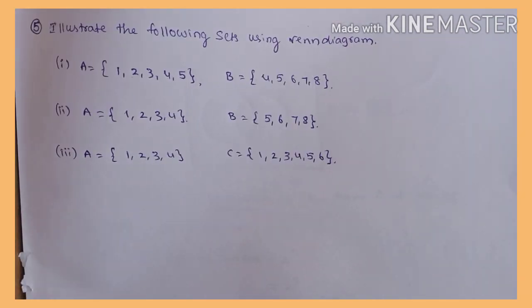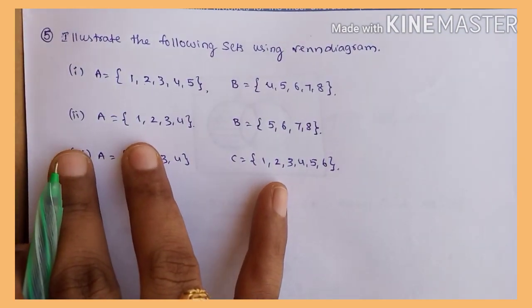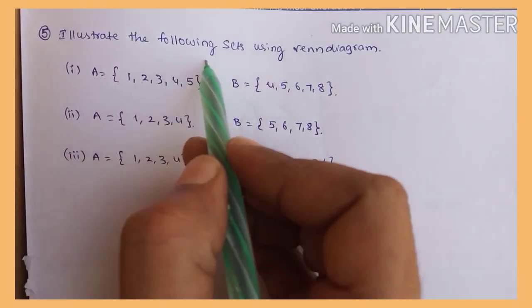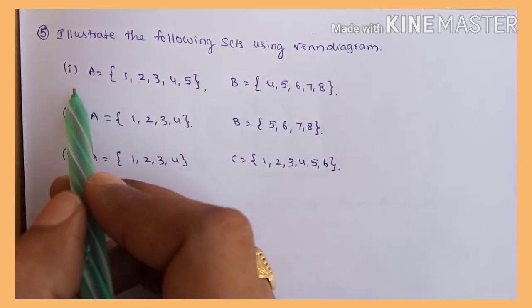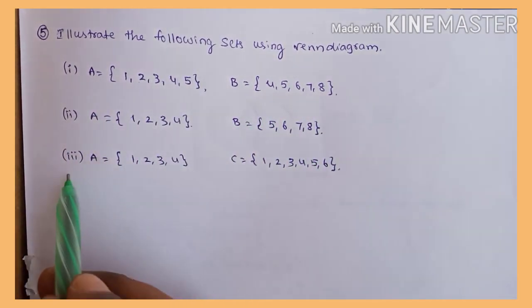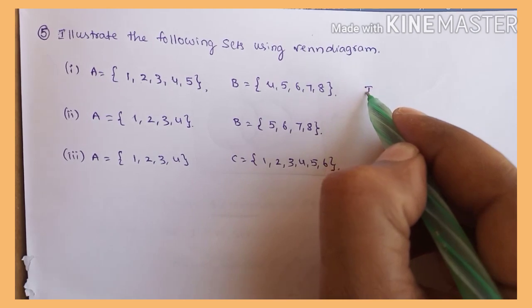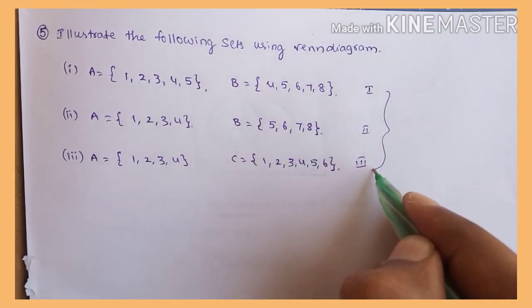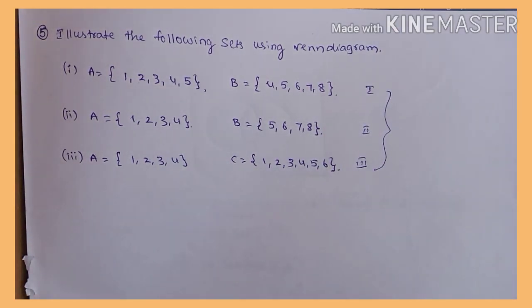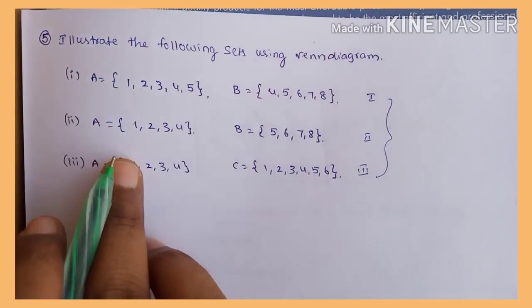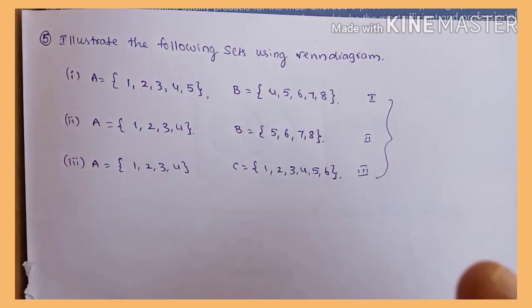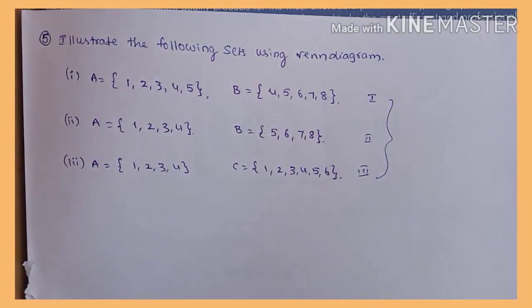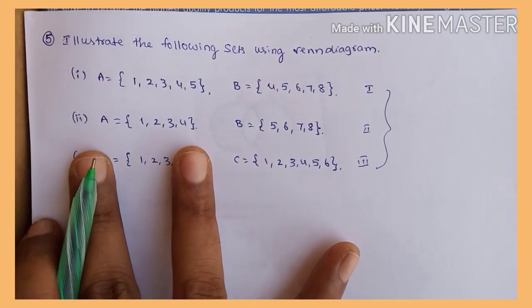Now this is a problem. I have given 3 problems at a time. The problem: illustrate the following sets using Venn diagram. This is the first problem, second one and third one. This is type 1, this is type 2, and this is type 3. These types I have explained in a separate video. Okay na? And I have written these sets' elements in a very easy manner to understand, but in examination they will not give in this much easy manner. Okay, let's start the first one.